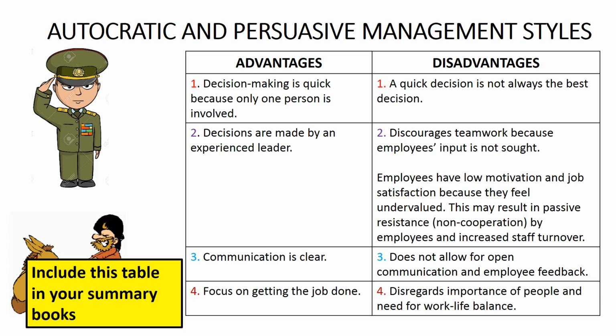The second advantage of both the autocratic management style and the persuasive management style is that decisions are made by an experienced leader, that is, the manager. However, a disadvantage of this is that even an experienced leader will not always make the best decisions because they might not have all the necessary information or because they can't see all the angles which are necessary to take into account to make the best decision.